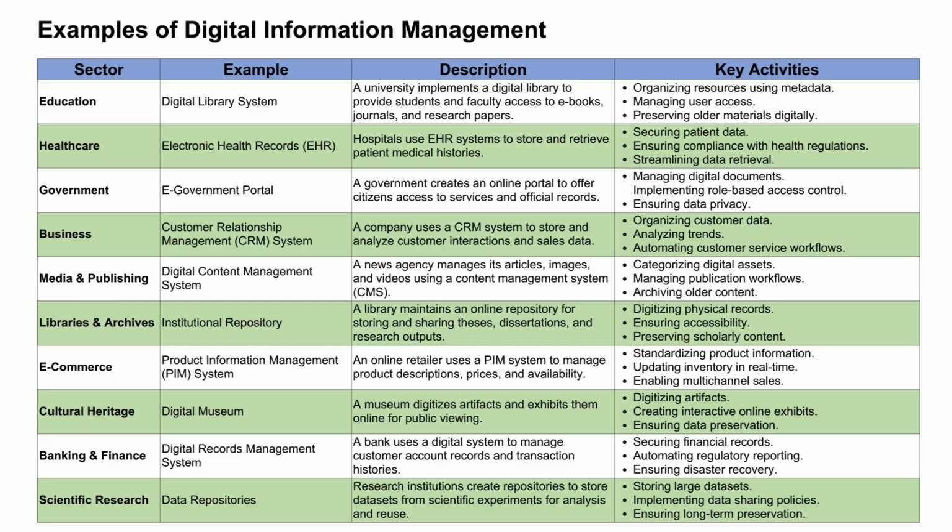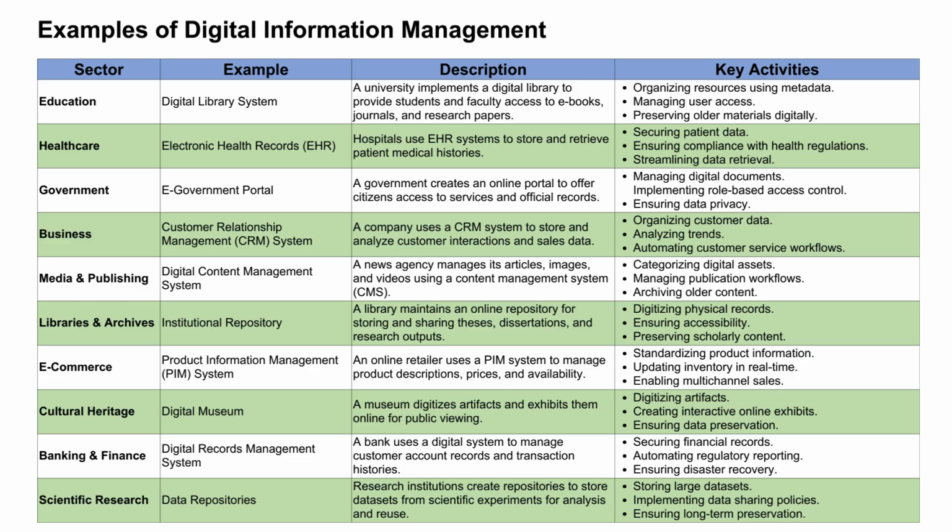In the business sector, companies use customer relationship management, or CRM systems. These systems store and analyze customer interactions and sales data. Digital information management supports organizing customer information, analyzing trends, and automating customer service workflows. In media and publishing, organizations rely on digital content management systems, also known as CMS. For example, a news agency manages articles, images, and videos digitally. Activities include categorizing digital assets, managing publication workflows, and archiving older content.